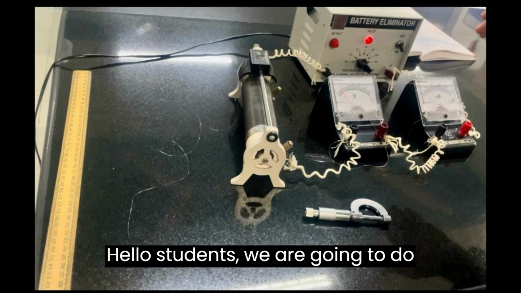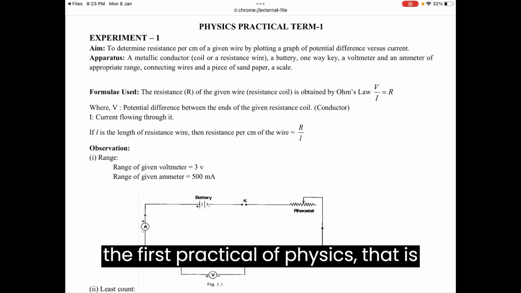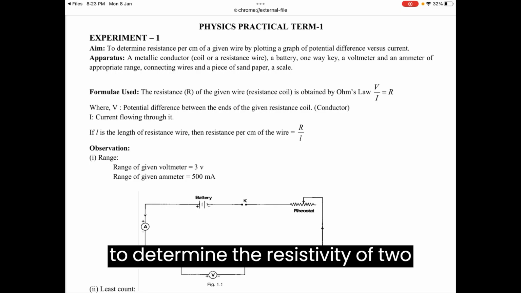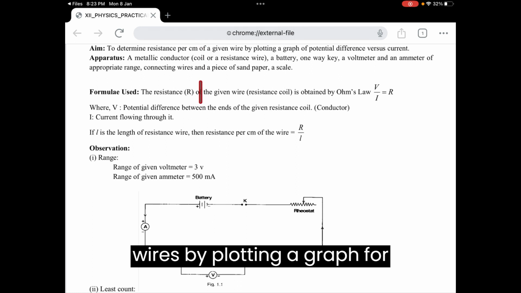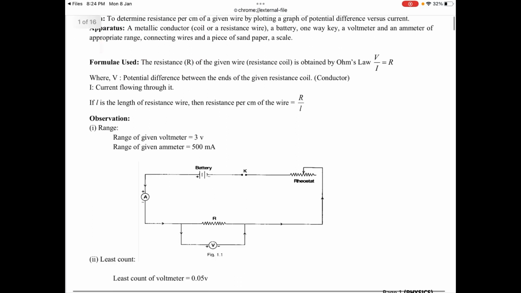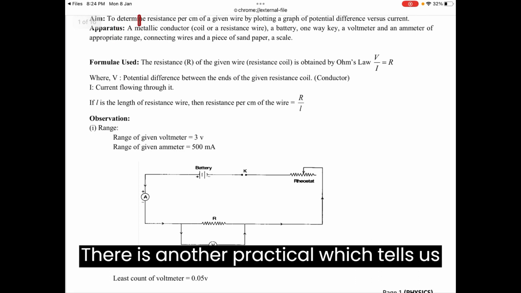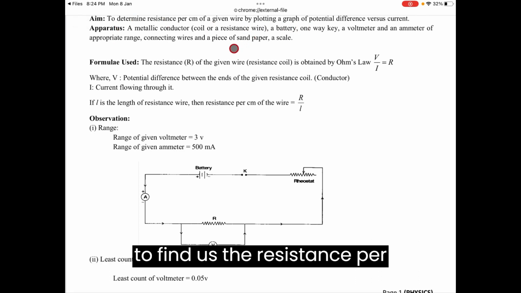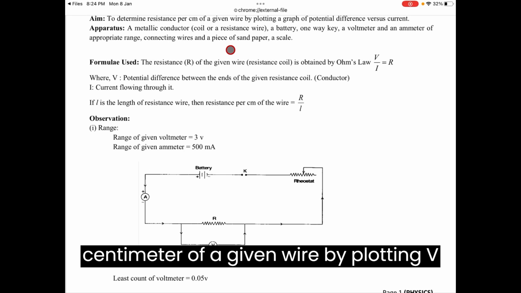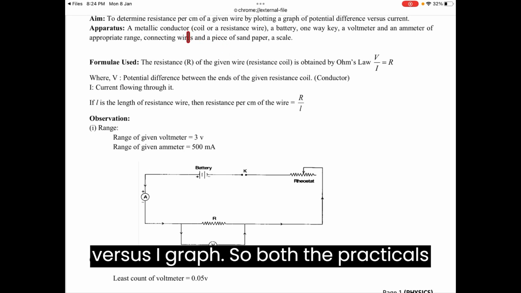Hello students, we are going to do the first practical of physics, that is to determine the resistivity of two wires by plotting a graph for potential difference versus current. There is another practical which tells us to find the resistance per centimeter of a given wire by plotting a V versus I graph. So both the practicals are more or less the same.